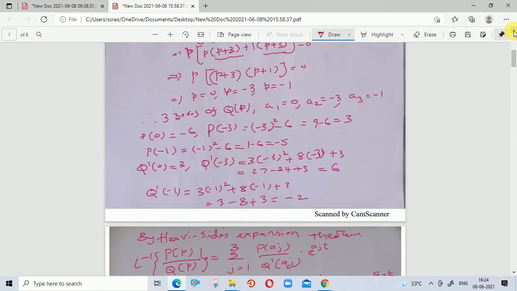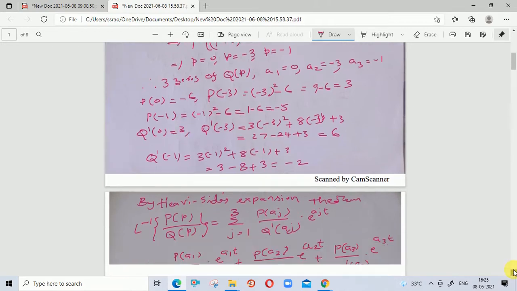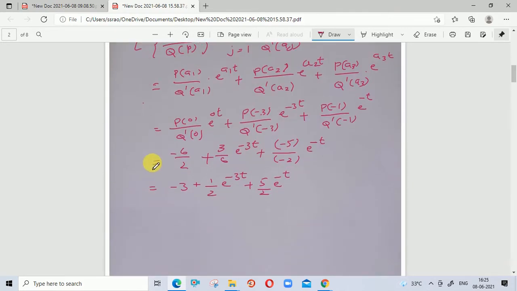Q dash of 0 is 3, right? Here it is 3, we have to write 3, and writing 3 gives minus 2 here. Okay, so this is the solution of the first problem. Okay, understand? Yes, sir. Next problem.